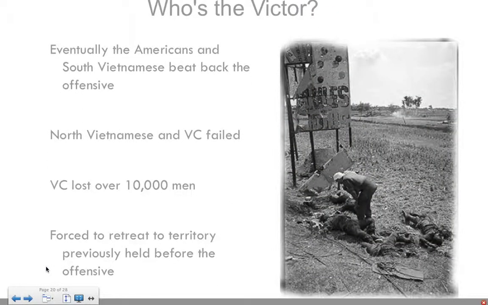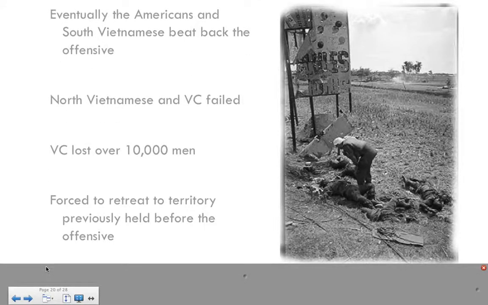The effects of the Tet Offensive. Again, we look at who's the victor. The South Vietnamese were beaten back, and the North Vietnamese and the Viet Cong failed, but really did they fail? Many would say no. The Viet Cong did lose a lot of men, 10,000 casualties, but again they were forced to retreat. But the loser in this was the credibility of the American government.